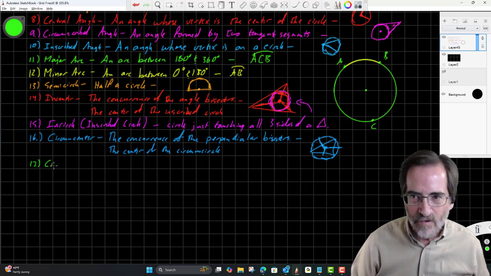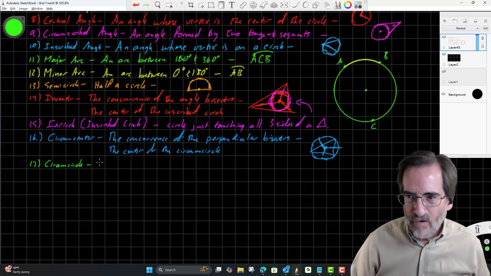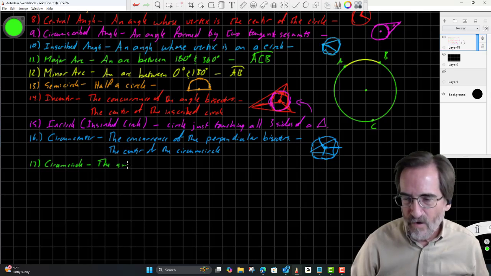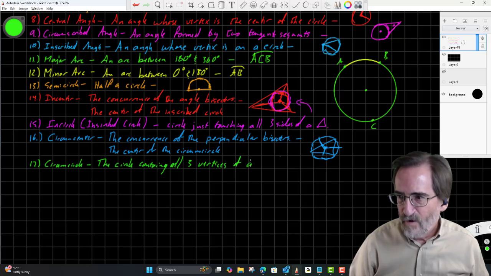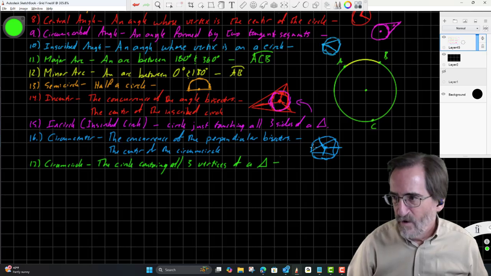Circumcircle. The smallest circle, or actually the circle containing all three vertices of a triangle. And I'll trace this again to highlight the circumcircle.